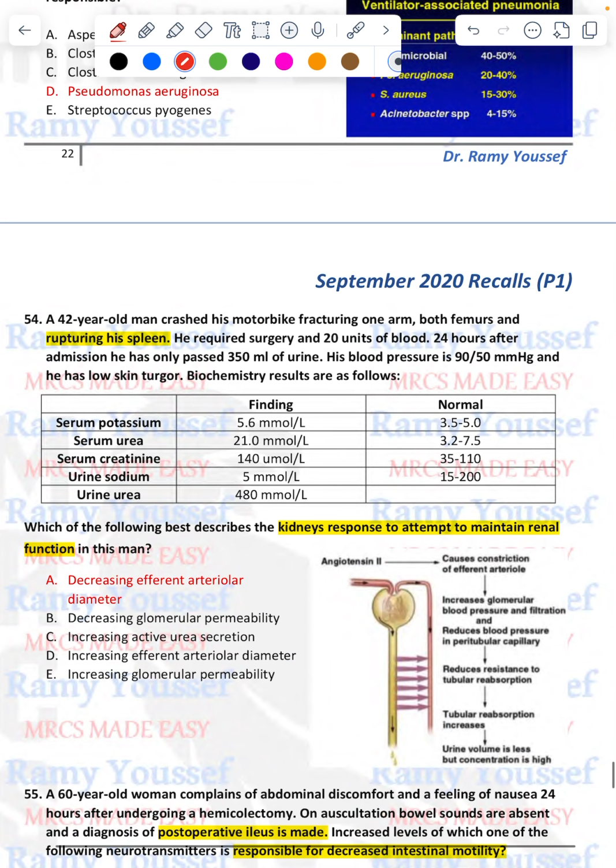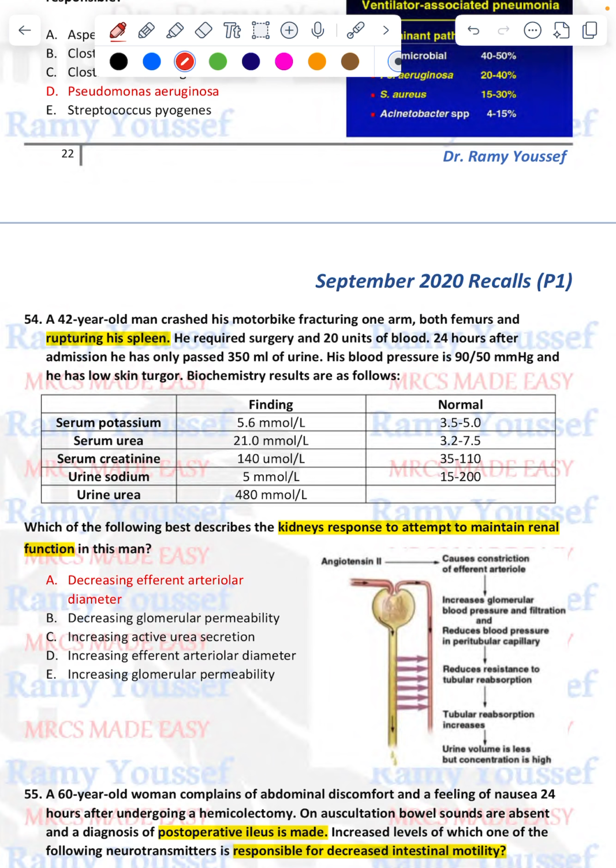A 60-year-old woman complains of abdominal discomfort and nausea 24 hours after undergoing hemicolectomy. On auscultation, bowel sounds are absent and a diagnosis of postoperative ileus is made. An increased level of which of the following neurotransmitters is responsible for the decreased intestinal motility?